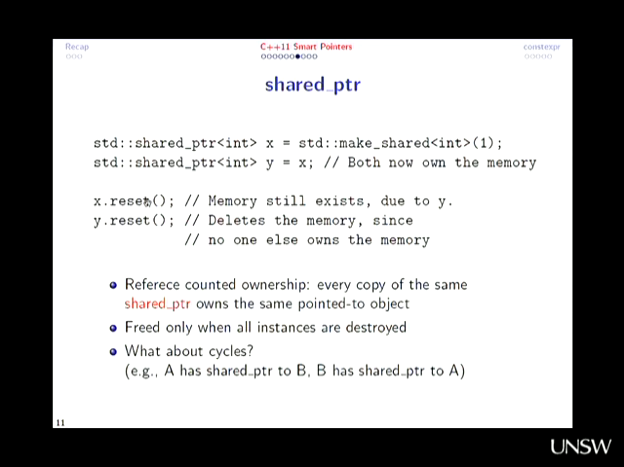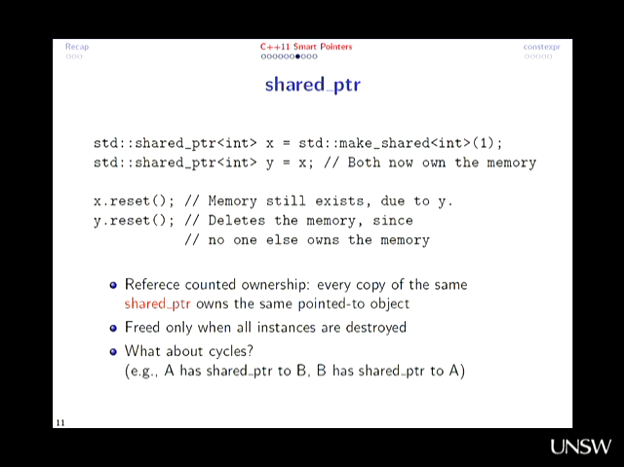If after calling x.reset we call y.reset, at this point nothing is referencing that original piece of memory. The reference count goes to 0, therefore that unnamed object gets deleted. So a reference count is counting for ownership. Every copy of the same shared pointer owns the same pointer to the object, and that's only freed when all the references are destroyed. Okay, makes sense so far?